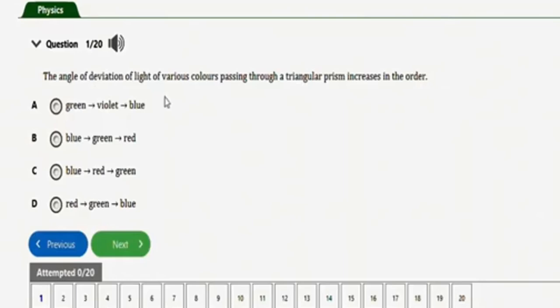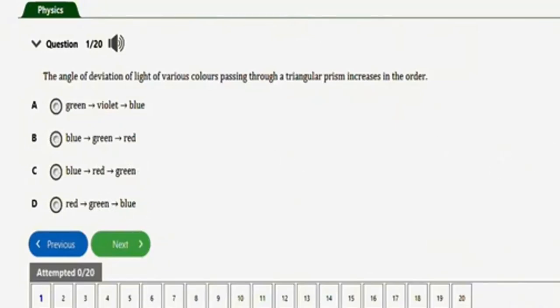The first question I have here says the angle of deviation of light of various colors passing through a triangular prism increases in the order. We have option A, green, violet, blue. No. We have blue, green, red. No. We have blue, red, green. No. We have red, green, blue. Correct. So option D is the right option here.